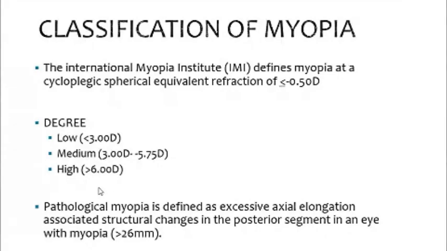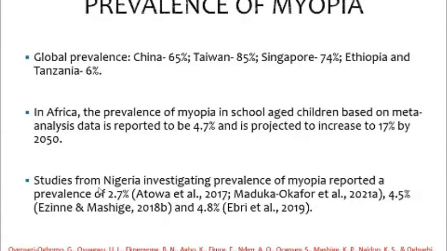Now, why the distinction for this definition is important is because you could have a -2 diopter myope who has pathological changes at the back of the eyes, and we will consider that pathologic myopia. And you can have a -6 diopter myope who has high myopia but no pathological changes. So you need to make the distinction between high myopia and pathologic myopia. High myopia is a risk factor for developing pathologic myopia, but they are not the same thing. We'll talk more about that as we go on.